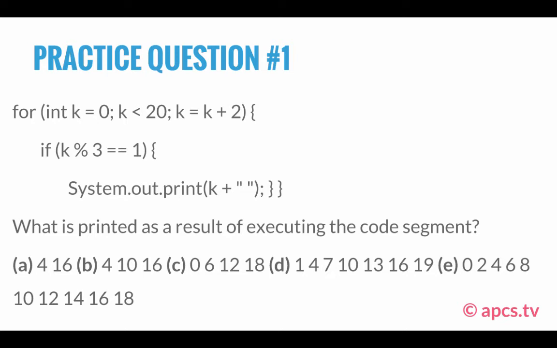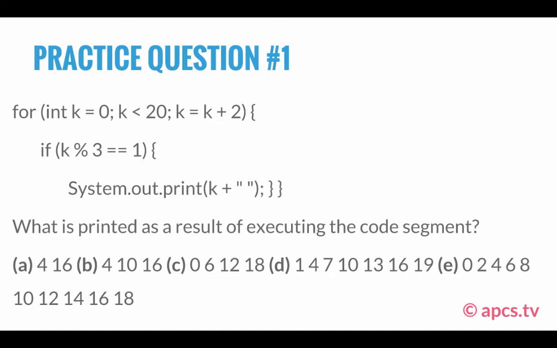So now k is equal to 2, and we're going to increase its value by 2 again. So now k has a value of 4. 4 is less than 20. That is true. So now we're going to say if 4 modulus 3, 4 divided by 3 leaves a remainder of 1. So if 4 modulus 3 equals 1. So we know that it does in fact equal 1.